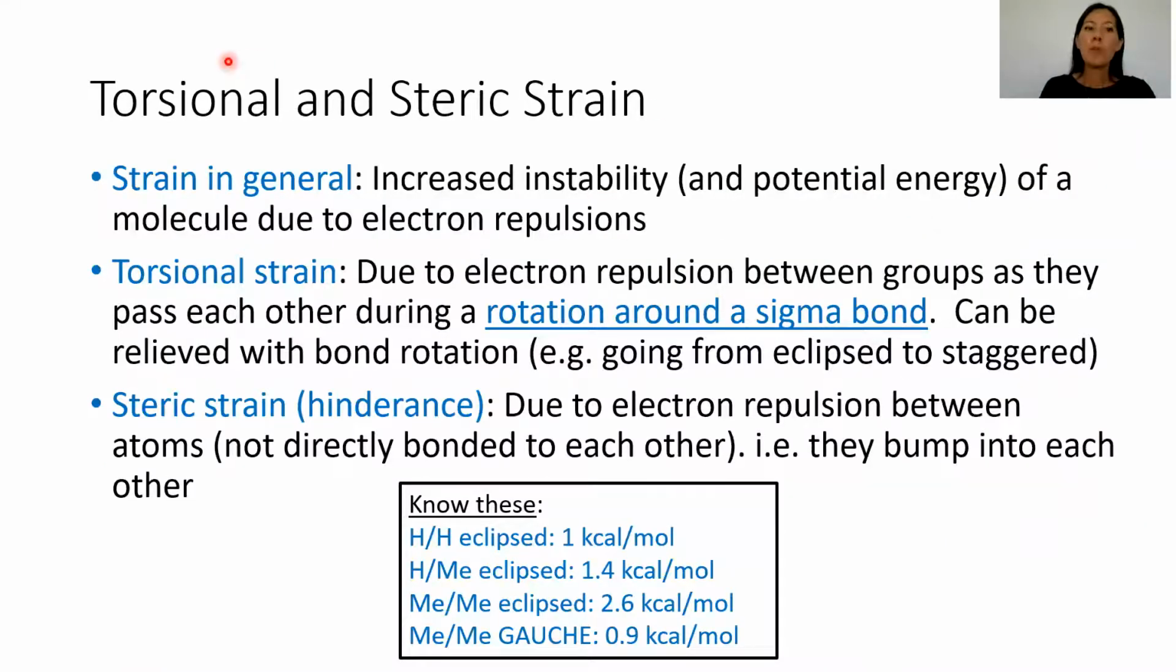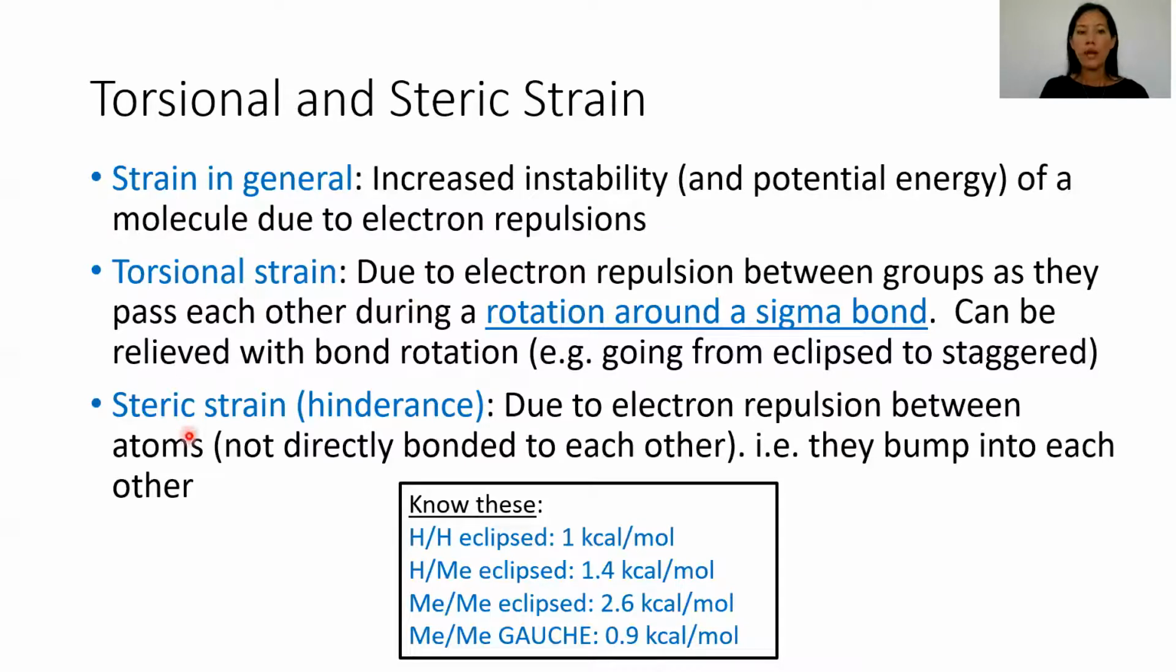Let me just recap about the types of strain. Just strain in general. This increases the instability of the molecule. It's just forcing two things that don't want to be near each other together. And so that increases the potential energy of that molecule. So higher in energies means more unstable. You could think of it as it's like a rubber band, and if you let go, you release that energy. Okay, and this is due to electron repulsion.